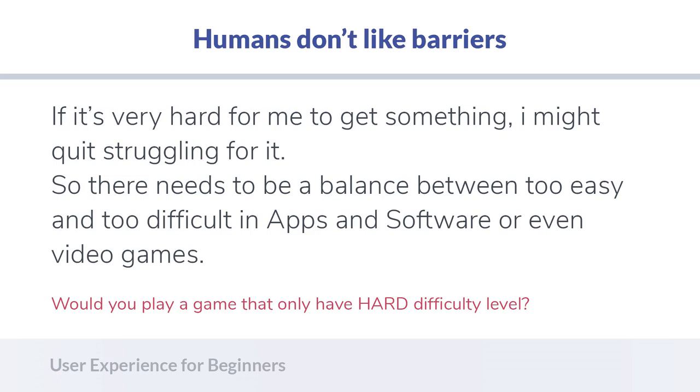If you have ever played any video game, when you start the game, it is always going to start with an easy level or a medium level. It is never going to be set by default at hard difficulty level, because most of the time users are not going to change the default, and if they see a lot of difficulties and barriers in their path in achieving any goals inside the game, they are going to quit it and they are not going to like it.